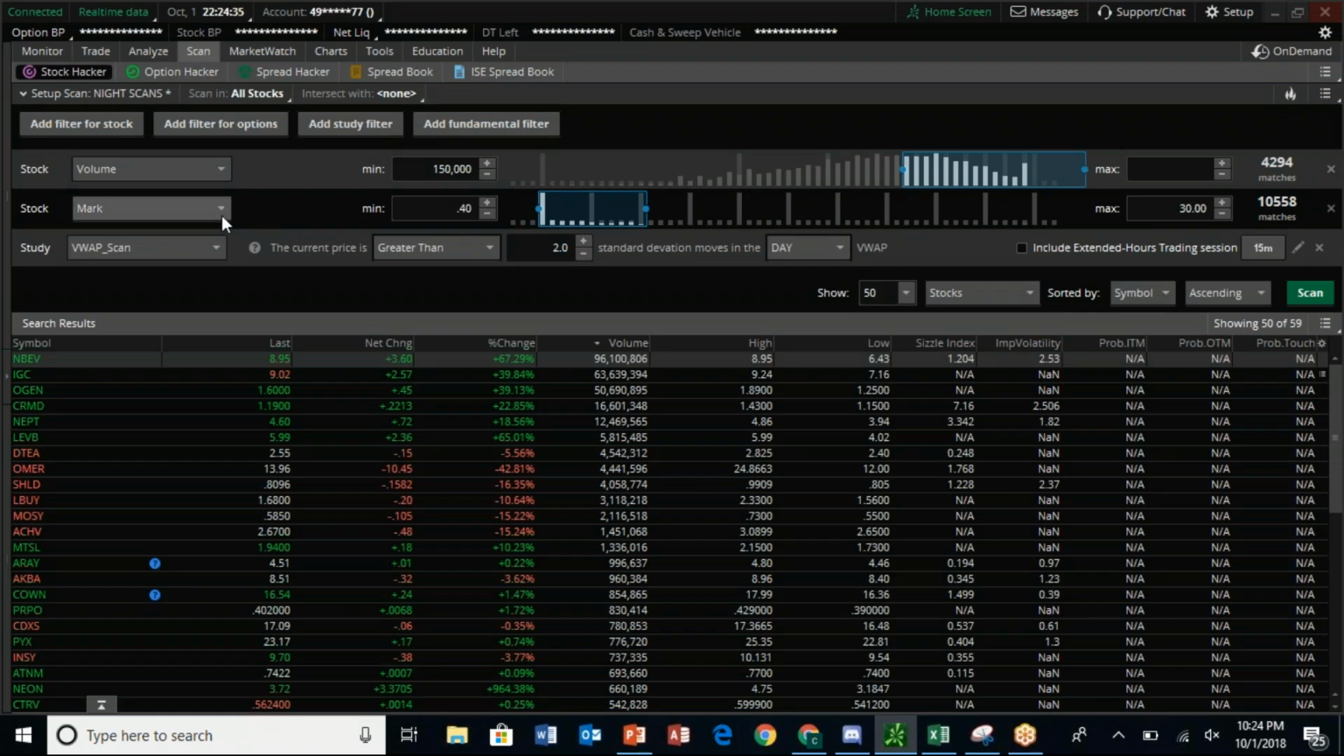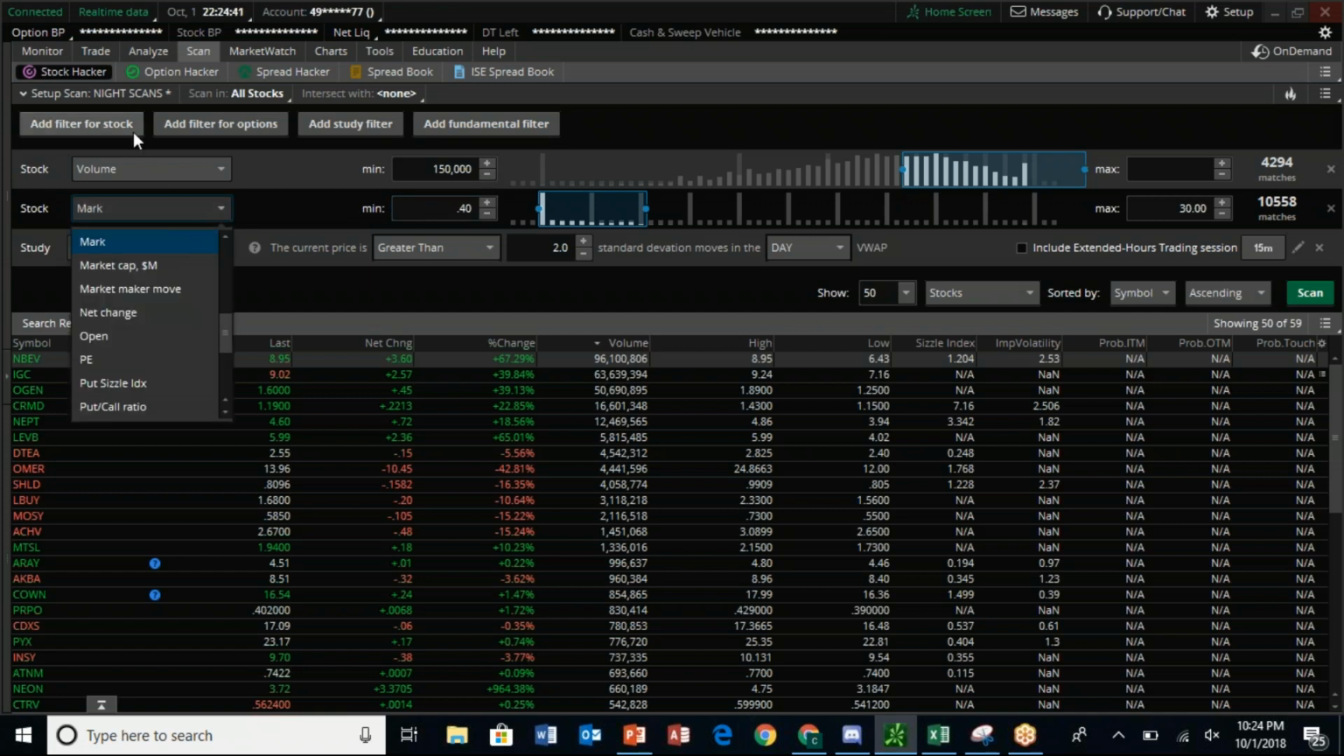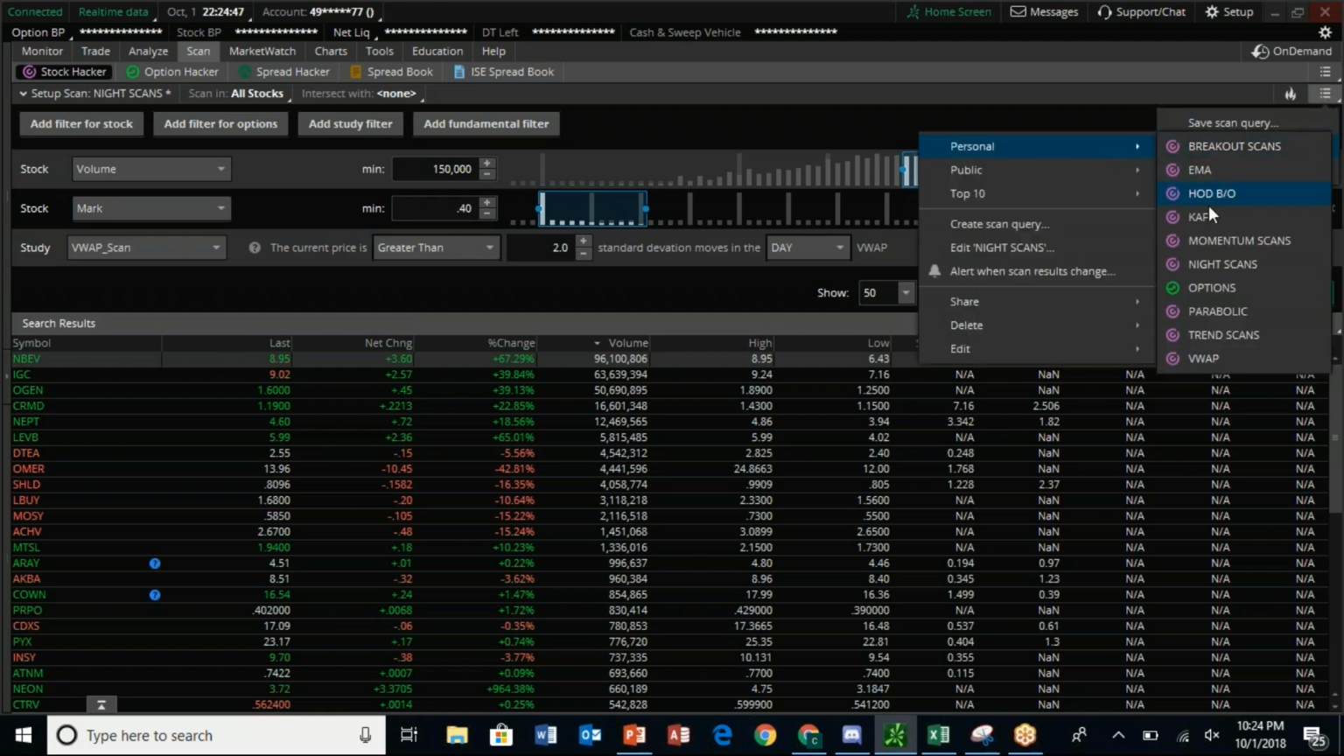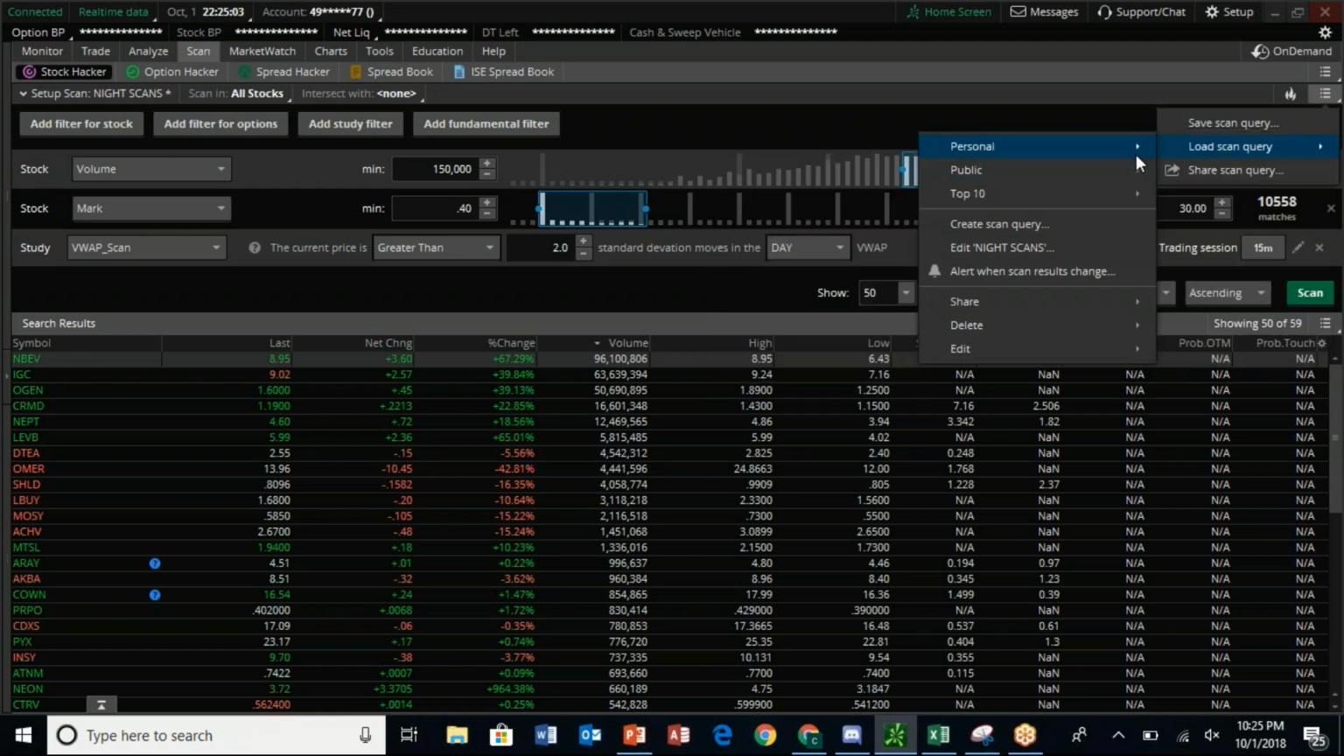Is there any difference between mark and last? I believe the difference is... this is from my night scans, I picked this up from CAF. I don't really see a difference either between the last and the mark. I know the last is literally the last stock price, and the mark, I think, is the last plus the difference between the bid and ask, I believe. There's not much difference in the two.